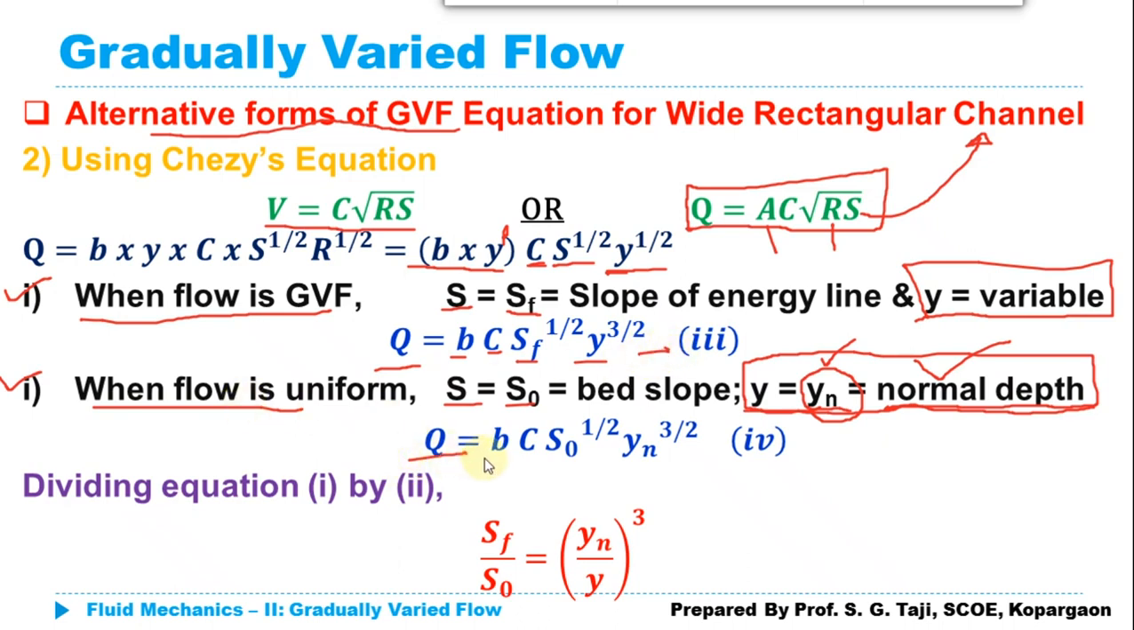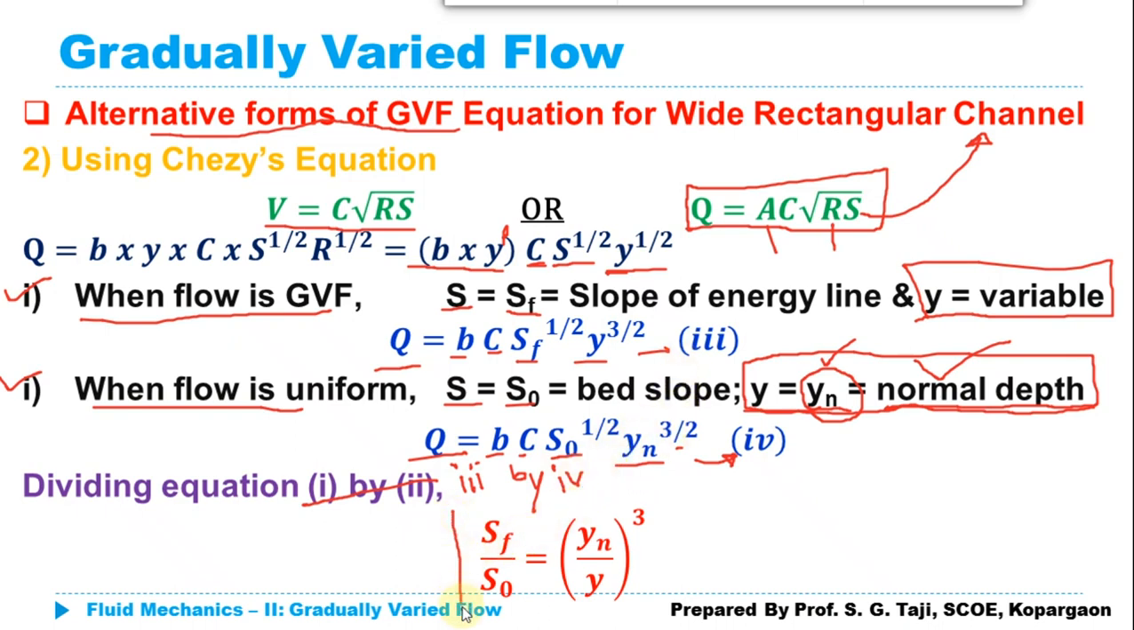Again Q is equal to B multiplied by C multiplied by S of 0 raised to 1 by 2 multiplied by Yn raised to 3 by 2. Simply give it the equation number 4. Now similar to the previous case, we are going to divide equation number 3 by equation number 4.